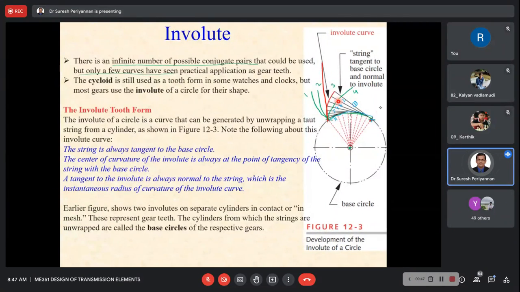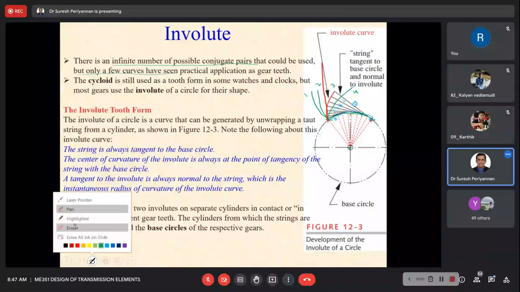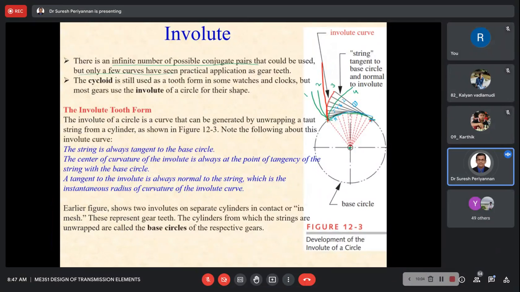Now, among these tangential lines, which lines are perpendicular, normal to the curve? For example, whichever tangential lines we have drawn, those lines are perpendicular to this profile. Only when it is perpendicular are we able to get this kind of involute curve. The third curve is perpendicular to each line that we have drawn tangential to the base circle of the gear.